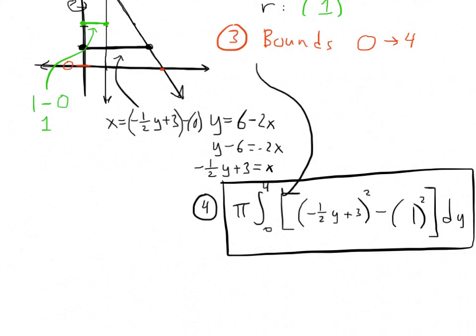So that's one example of a washer method problem. This one in particular was revolving around the y-axis. In the next video, I'm going to do one that's going not around the x-axis, but that's going horizontally. So I will see you in that one.